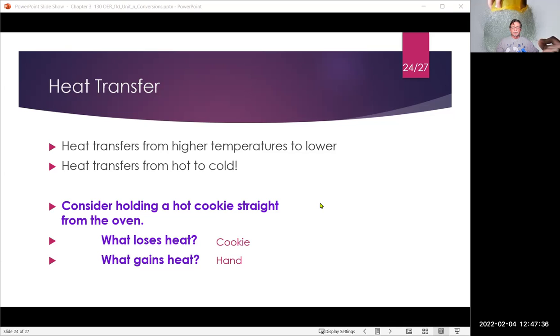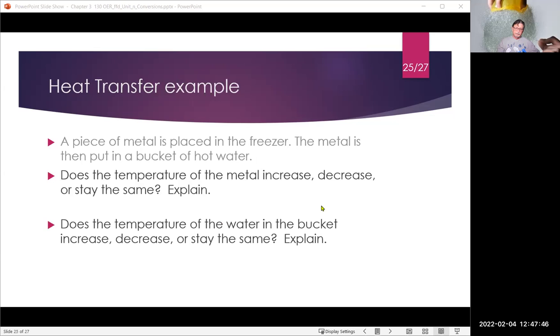And yes, you can go from low to high, which is what your refrigerator and freezer do, but it takes energy into the system to do that, to reverse the process. And so here, pretty self-explanatory, you've got a piece of metal placed in the freezer, and then the metal is taken out and put into a bucket of hot water. So the question here says, does the temperature of the metal increase, decrease, or stay the same? What do you think? You've got a frozen piece of metal, put it into the hot bucket.